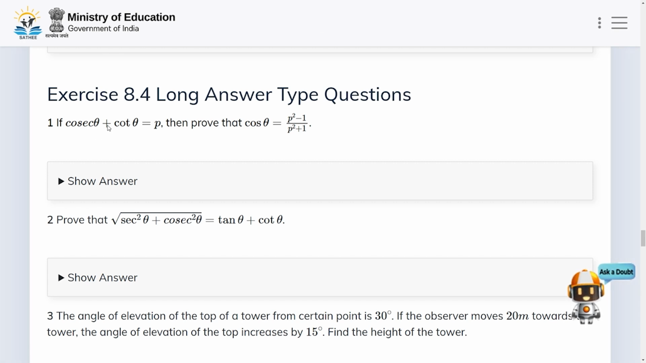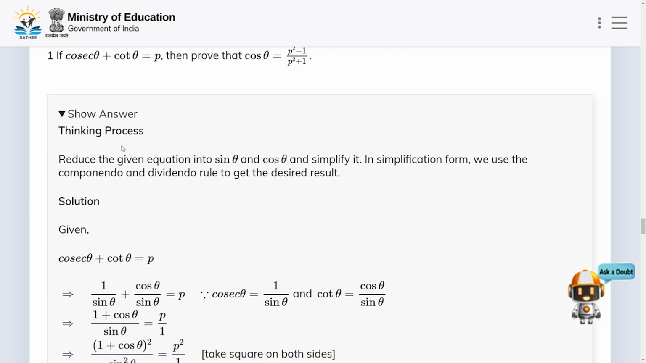In this question, we have: if cosec theta plus cot theta is equal to P, then we have to prove that cos theta is equal to (P square minus 1) divided by (P square plus 1). So let us prove this problem. We have cosec theta plus cot theta is equal to P.